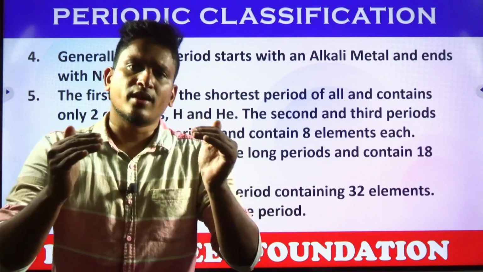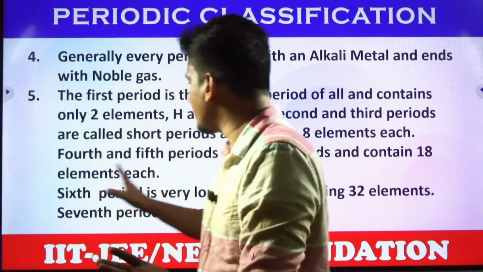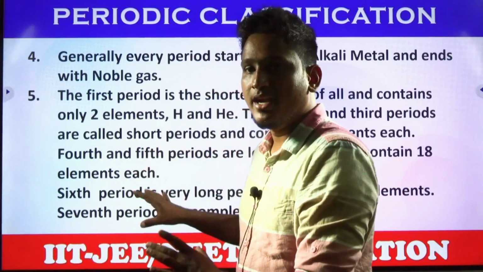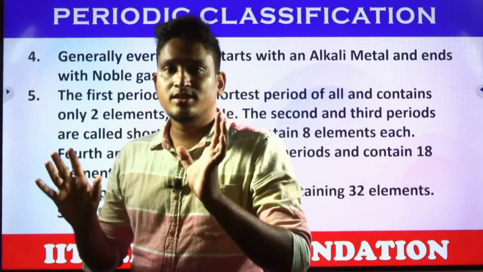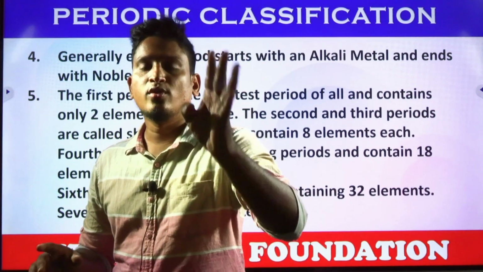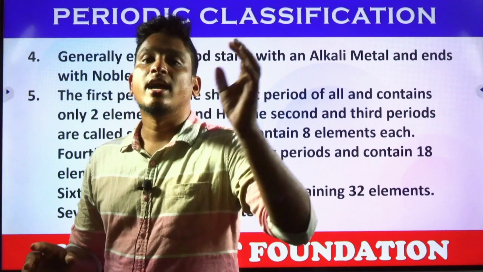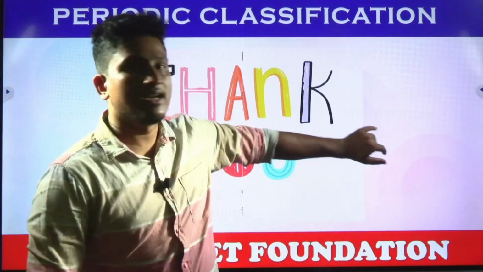So why these f block elements are placed at the bottom, that also we discussed. Got the clarity, students? This is the main point here, and all the reasons also we discussed, students. Like first period 2 elements, second and third periods 8 elements each, fourth and fifth 18 each, and sixth and seventh 32 each. That's it, students.